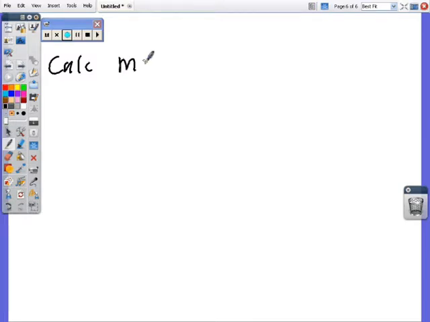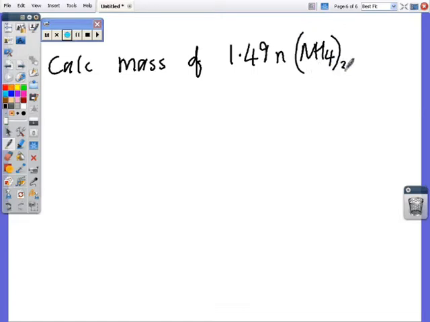So we'll do a second worked example about calculating the mass, this time of 1.49 moles of our old friend ammonium phosphate. The reason why I use ammonium phosphate a lot is because it's a fairly complicated formula for you guys at GCSE, but you should be pretty comfortable with it by now. We did it in the first video and we're doing it again now.